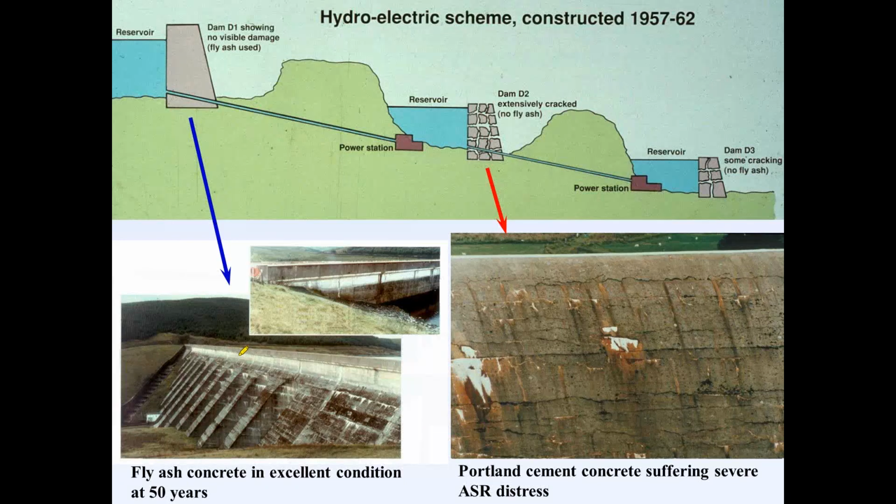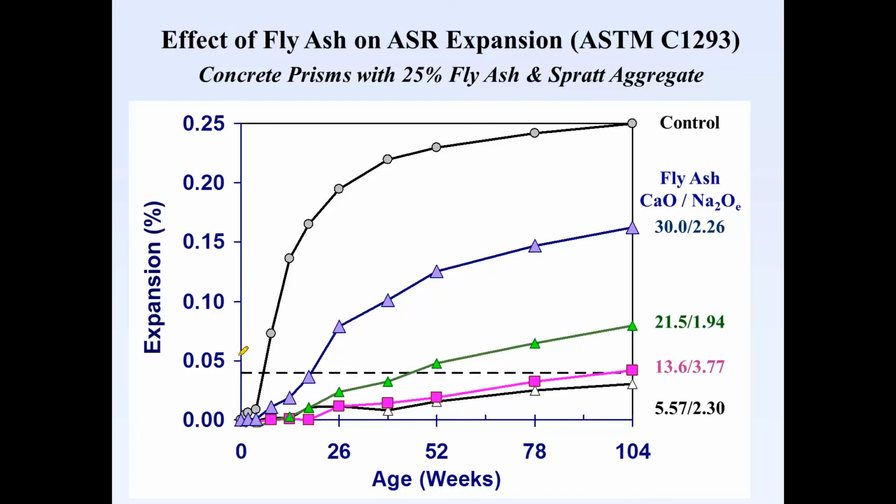This time we used fly ash in the concrete, mainly to control heat. They didn't really know anything about ASR at the time they were constructing this dam. They used fly ash to control heat, and 50 years on, this dam is now 50 years old, the fly ash concrete is still in excellent condition despite the use of the same cement and the same reactive aggregate. So another nice case history that's showing the ability of fly ash to control alkali silica reaction.